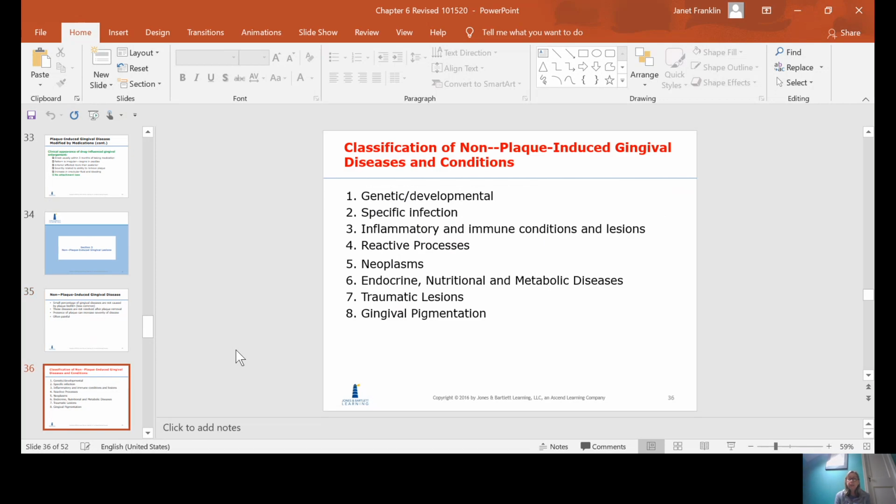Classification of non-plaque induced gingival diseases: genetic, a specific infection, inflammatory and immune conditions and lesions, reactive processes, neoplasms, endocrine, nutritional, and metabolic diseases, traumatic lesions, and gingival pigmentation. So let's look at some of those in more detail.